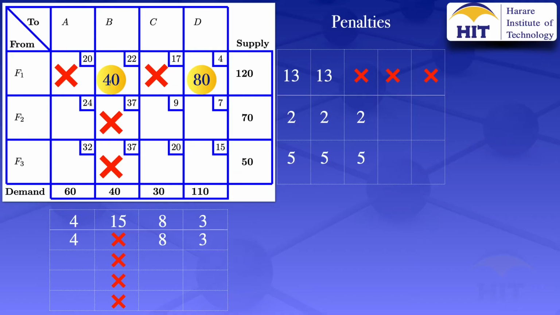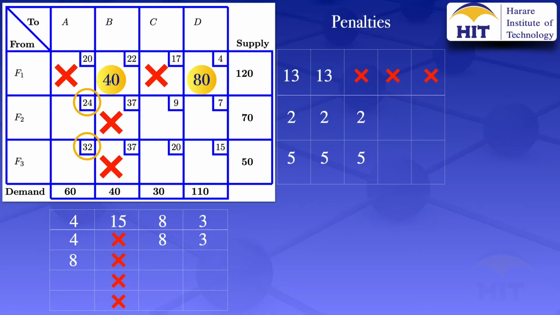We now move on to the columns. We are now looking at the column where we have destination A. The least cost we have is 24, where there's no allocation or where there is no X. So we have a 24 as the least cost. We are not considering the 20 because we have crossed out that cell. So the least cost for that column is a 24. The next least cost is a 32. The difference gives us an 8. So that's the penalty for column A.